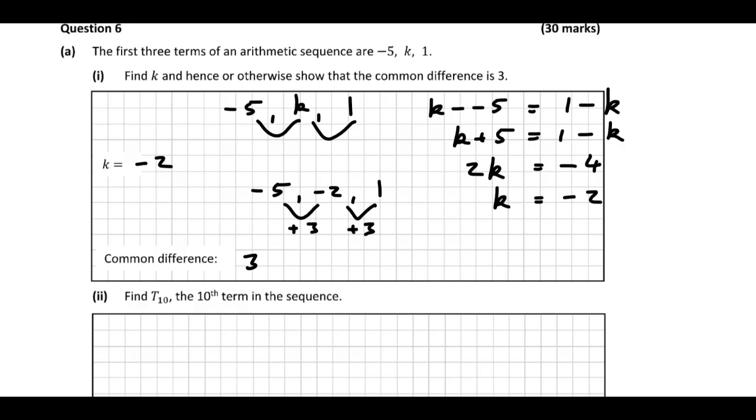Find k. Well, we found k. Hence or otherwise show that the common difference is 3. So this is showing it here if you like, or you can do it out in a little bit more detail. You can take minus 2 minus minus 5. That gives you minus 2 plus 5, which is 3. So that's our common difference, which is d. You could also do 1 minus minus 2. That will also give you 3. So that's it really for part 1.